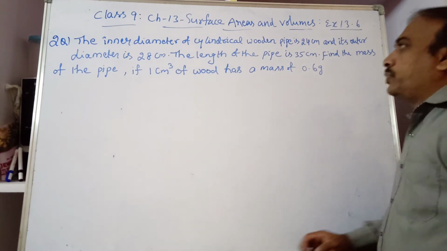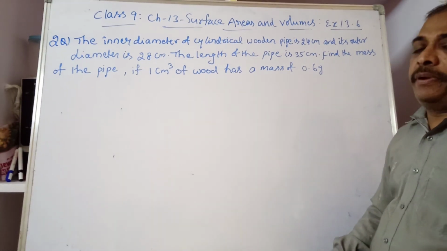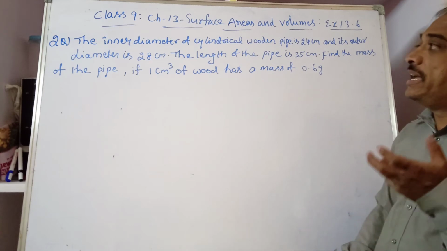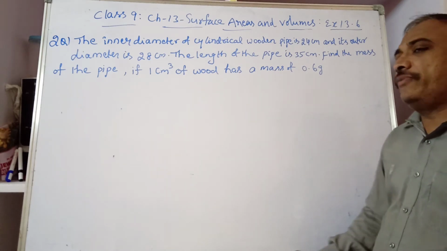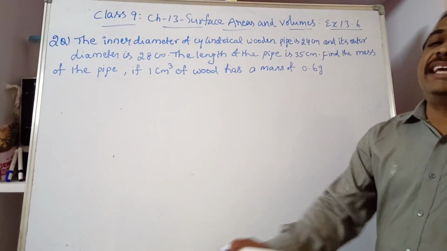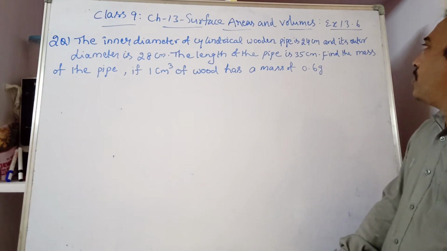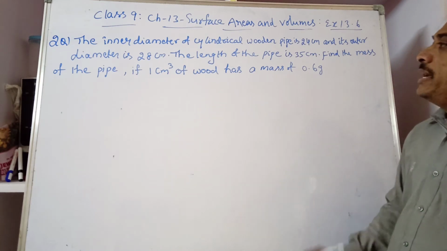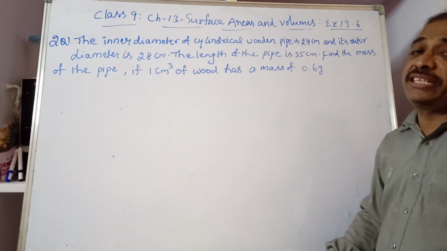See question number 2. The inner diameter of a cylindrical wooden pipe is 24 centimeter and the outer diameter is 28 centimeter. The length of the pipe is 35 centimeter. Find the mass of the pipe if 1 centimeter cube of wood has a mass of 0.6 grams.